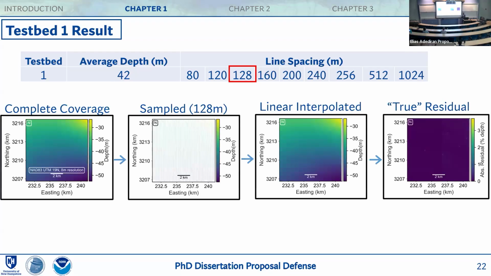So we take the complete coverage data set. We simulate a set line spacing survey from that using 128 meters line spacing. From that sampled data set, we interpolate using linear interpolation. Then we get the true residual by subtracting the linear interpolated surface from the complete coverage surface. And this true residual is our target. That is what we are trying to estimate.